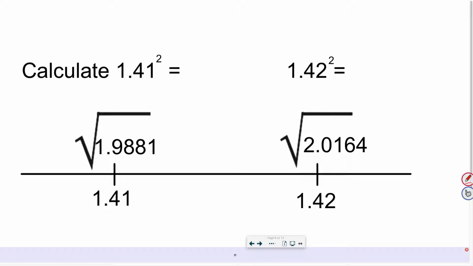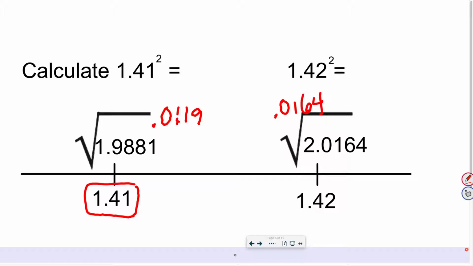How far are we from 2? 0.01. How do I get to the next hundredth? And from 2, how far am I? Okay. So where am I closer to? Yeah, so I'm closer to here. So I can estimate that that would be my square root of 2.